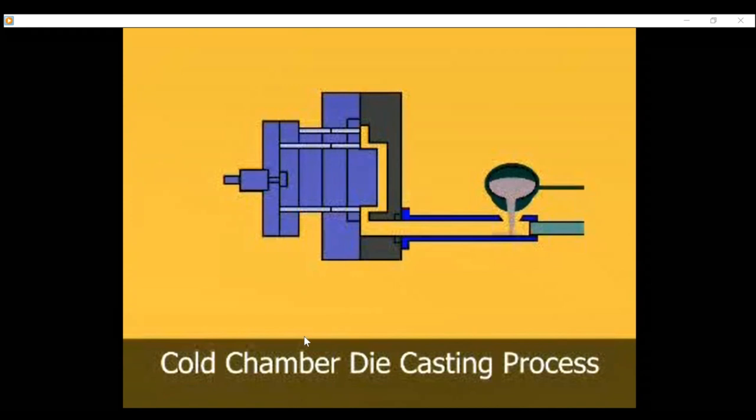Okay, this is what we call the cold chamber. Let me show you actually about the hot chamber and cold chamber in a company.